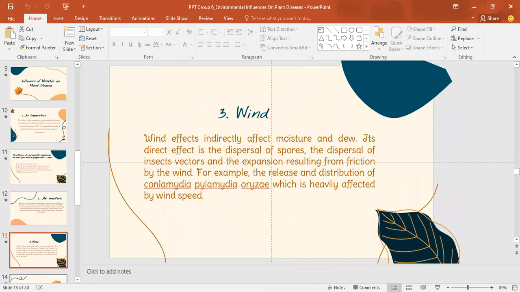Three, wind. Its effect indirectly affects moisture, and its direct effect is the dispersal of spores, the dispersal of insect vectors, and the expansion resulting from friction by the wind. For example, the release and distribution of conidia of Pyricularia oryzae is heavily affected by wind speed.